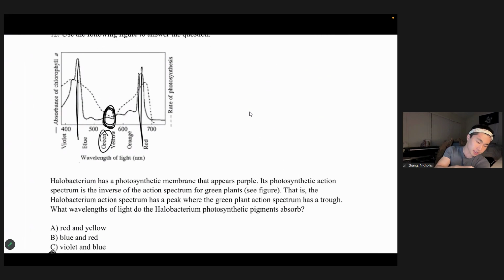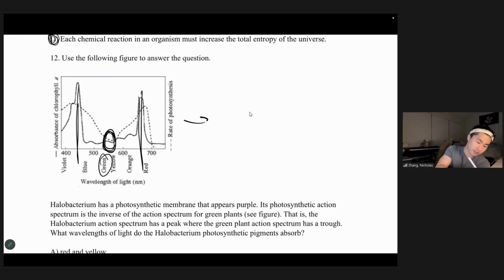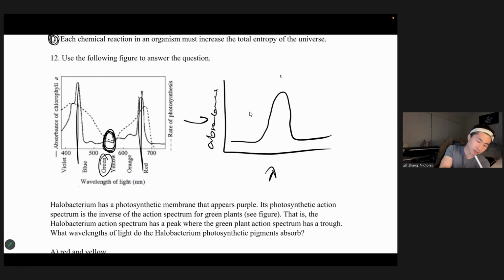However, in the question I'm saying that the halobacterium we're talking about is the inverse of the action spectrum for the graph we see here. Basically, the graph for halobacteria for absorbance is going to look like this, and we're going to see our peak at about 550, which is the wavelength for green and yellow. The question is asking what wavelengths of light the halobacterium photosynthetic pigments absorb. Because it is the opposite of green algae or green photosynthetic plants, they're going to absorb what the green ones were reflecting. And that's green and yellow. So the answer here is green and yellow.